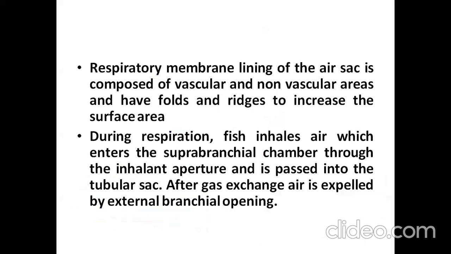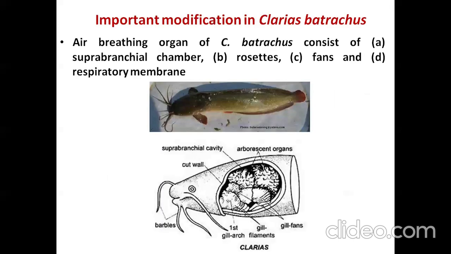The respiratory membrane lining of the air sac is composed of vascular and non-vascular areas and has folds and ridges to increase the surface area. Normally, when it has a pleated structure, it increases the surface area either for absorption or for storing the air. During respiration, the fish inhales the air which enters the suprabranchial chamber through the inhalant aperture, and it goes out through the exhalant aperture or exhalant opening.